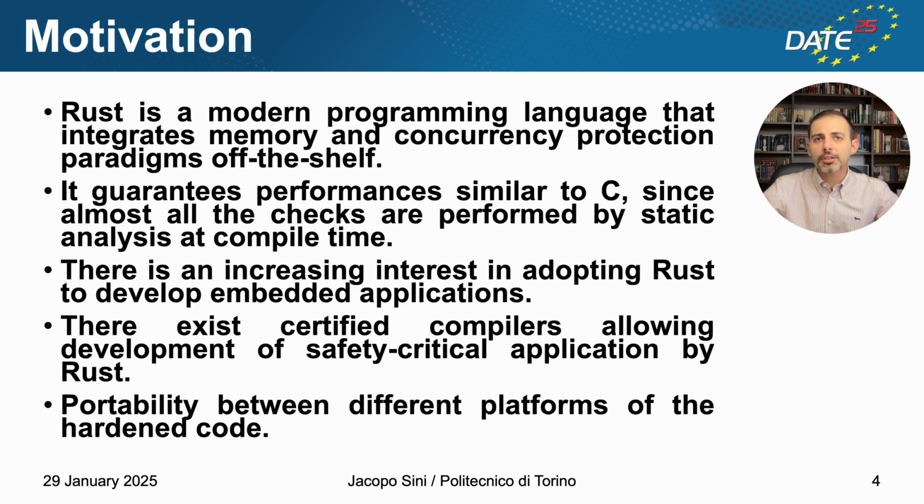But first of all, why target Rust for implementing software implemented hardware fault tolerance? Rust is a modern programming language that integrates memory and concurrency protection paradigms off the shelf. It guarantees performance similar to C, since almost all the checks are performed by static analysis at compile time. There is, moreover, an increasing interest in adopting Rust to develop embedded applications, and there exist on the market certified compilers allowing the development of safety-critical applications in Rust. The portability of the code between different hardware platforms is another motivation to implement the hardening at the high-level programming language.